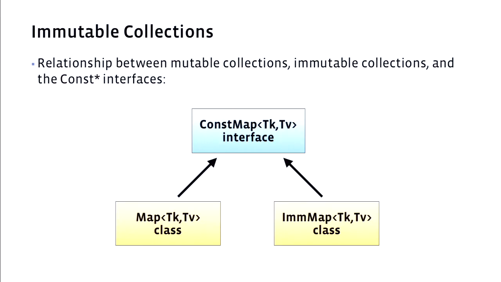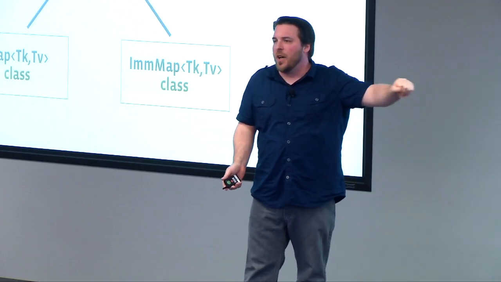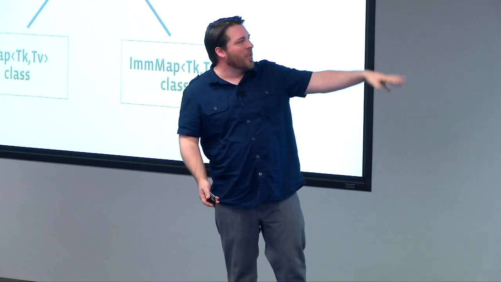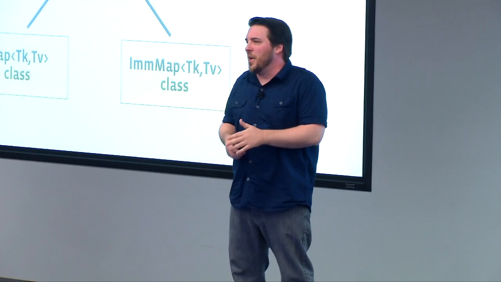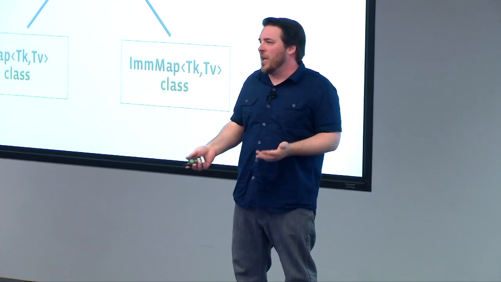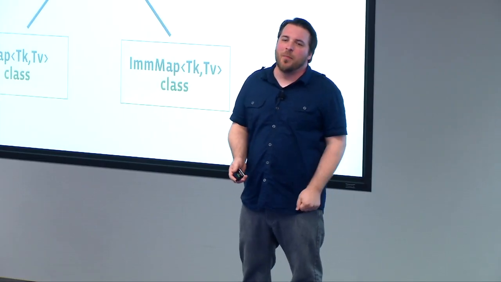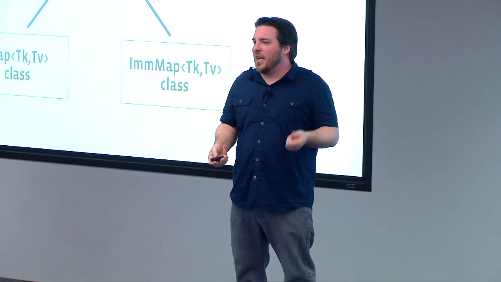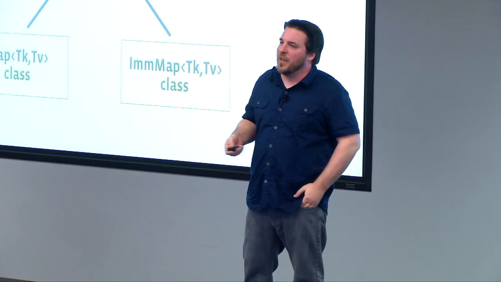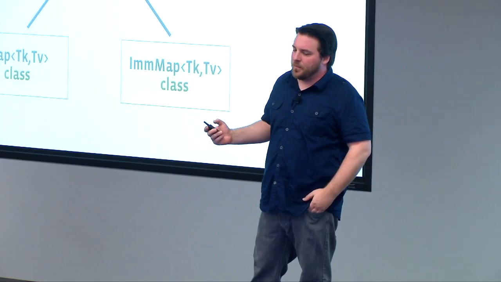The difference is Map and ImmMap are concrete classes. One of them allows mutation, one of them doesn't. ConstMap is an interface, and they both implement it. So if you have a function and you want to be able to take either an ImmMap or a Map, you don't care, you don't plan on mutating it, you can use the ConstMap interface. And Vector and Set have similar interfaces, ConstVector and ConstSet, respectively.